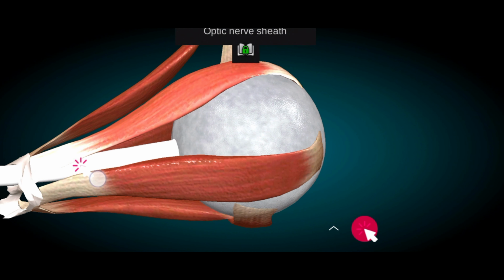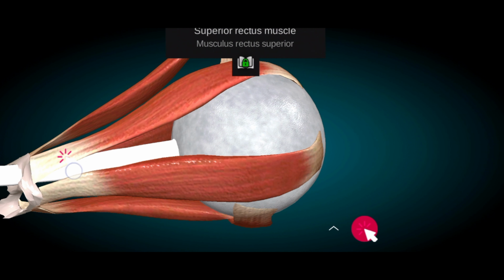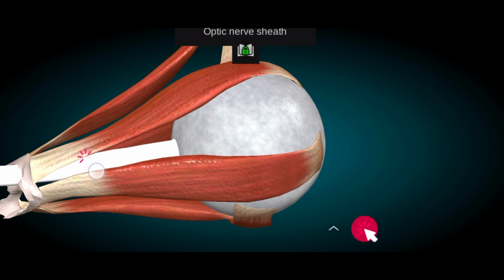Now on the posterior side we are observing the optic nerve. This is the neuronal continuation of the retina, which is the innermost layer of the eyeball, and it is a part of the central nervous system.